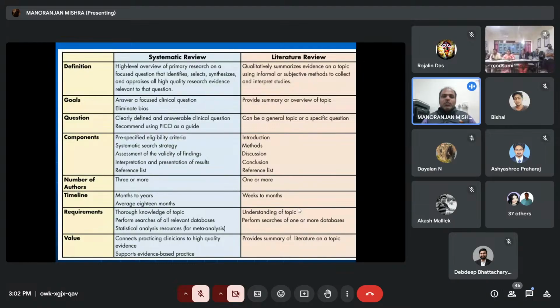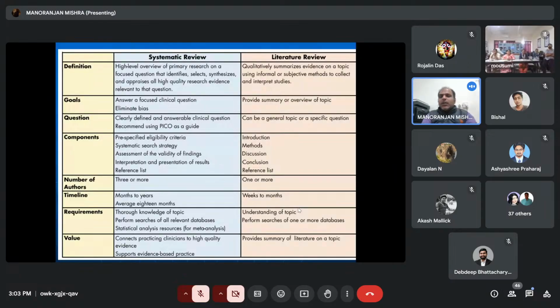The timeline is 1 year, average 18 months, with a minimum of 2 months. The requirements are thorough knowledge of the topic, performing a search of all relevant databases, and a statistical analysis resource for meta-analysis. For a literature review, you need an understanding of the topic and a search of one or more databases. This connects the practicing clinician to high-quality evidence, supports evidence-based practice, and provides a summary of the literature on a topic.